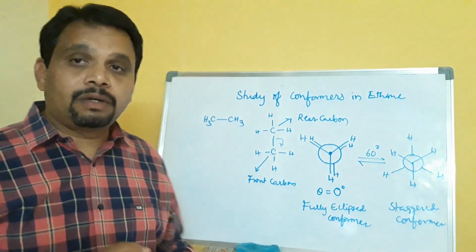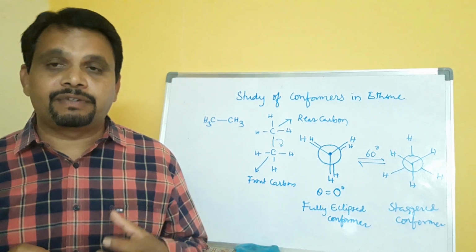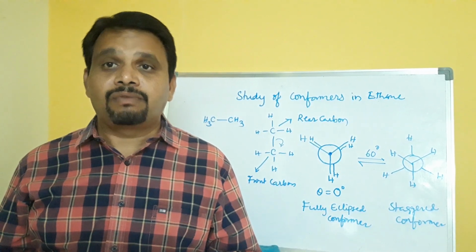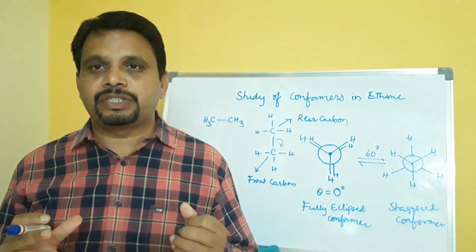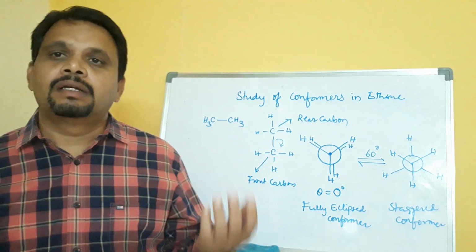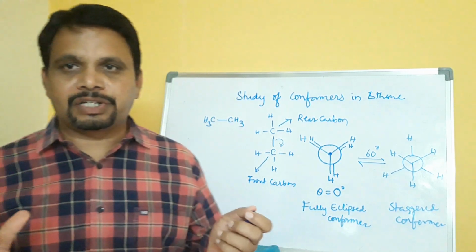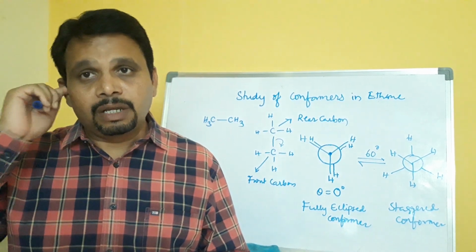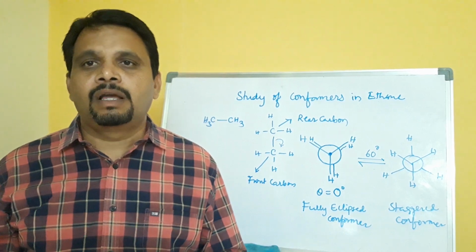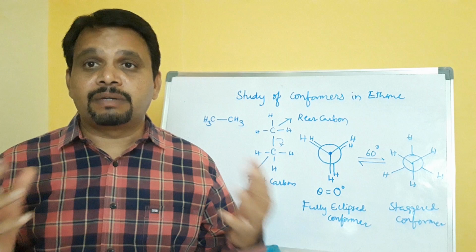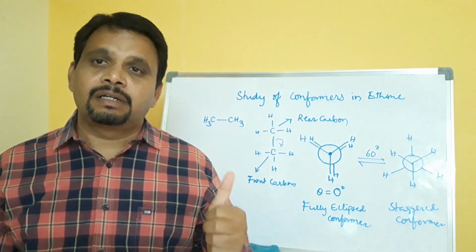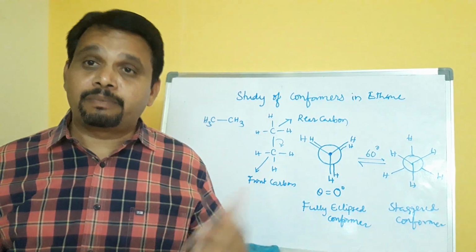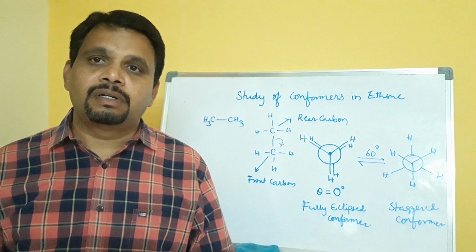Okay, and what is the second factor which can influence the stability of different conformers? The second factor is van der Waals interactions. It may be van der Waals attractions or van der Waals repulsions. In van der Waals interactions, you have van der Waals repulsions and you have van der Waals attractions. Okay, van der Waals attractions contribute stability to the conformer. Van der Waals repulsions contribute instability to the conformer. Eclipsed strain contributes instability to the conformer.